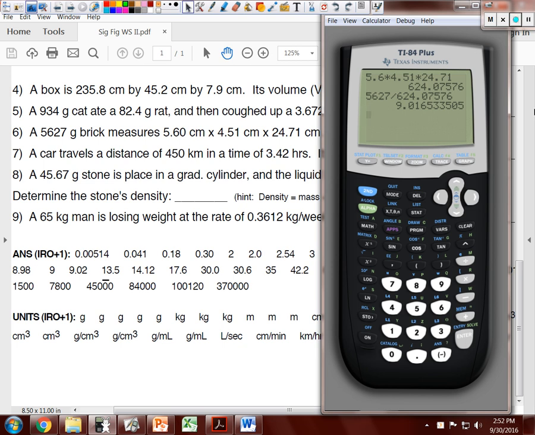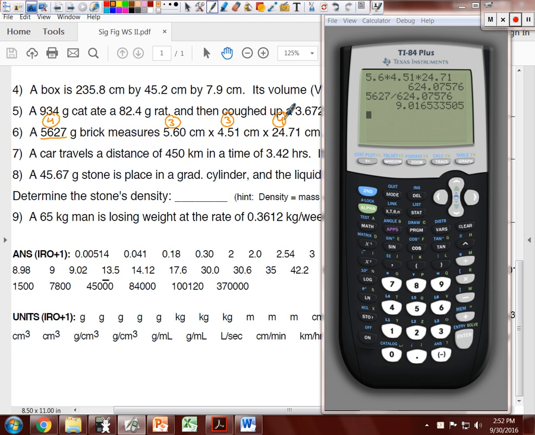And so we multiply and divide. Our rule is the least number of sig figs. How many significant figures are in that number? There are 4. How many about 5.60? There are 3. What about 4.51? There are 3. And what about 24.71? There are 4. So what's your least number? 3. So how do you round that number to 3 significant figures? Very good. 9.02. Does that make sense? And what's your unit on that? Very good. Grams per cubic centimeter.